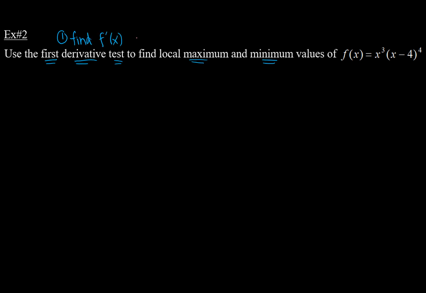I am then going to completely simplify f prime of x, and then I'm going to solve f prime of c equals 0. In other words, find the values of x that make the derivative equal 0, and then I'm going to do the sign test. I'm going to look for changes of signs.